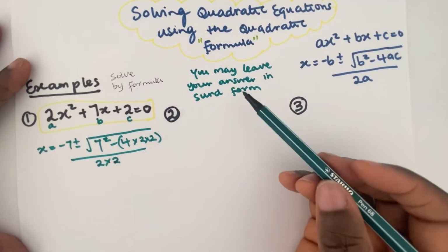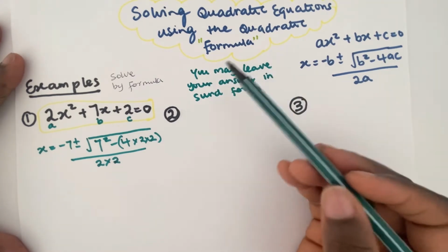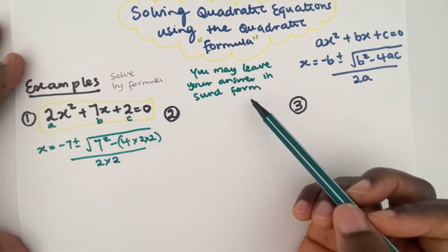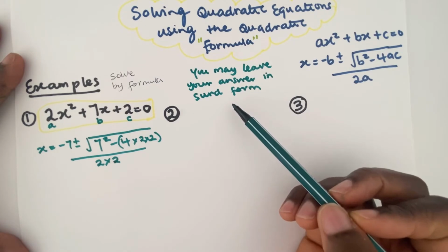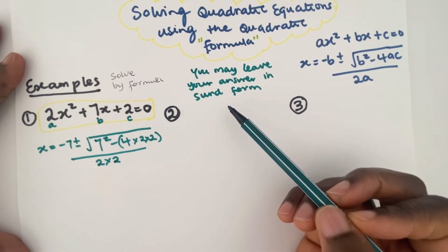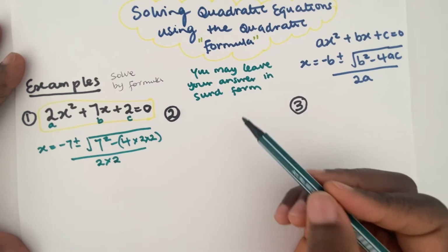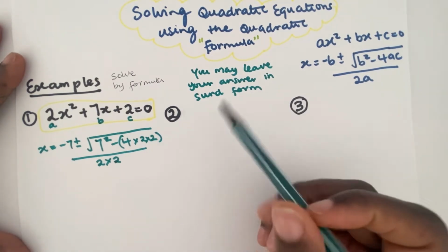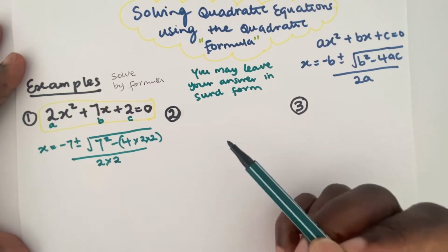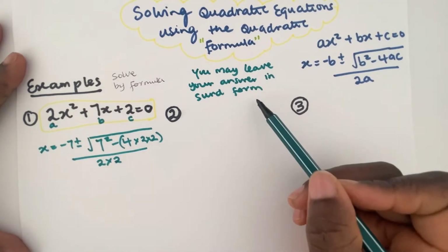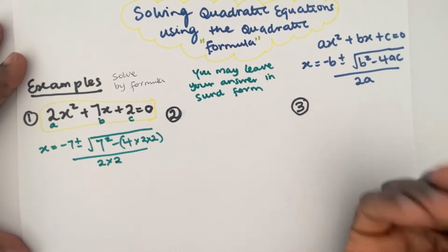And if you're doing the NCC exams, the question may include that you may leave your answer in solved form. What that simply means is that you have to leave your answer with the root sign, okay? You could solve it with the calculator and get the final answer, but why do that when you can just leave it with the root sign? If it says leave it with the root sign, that is acceptable.